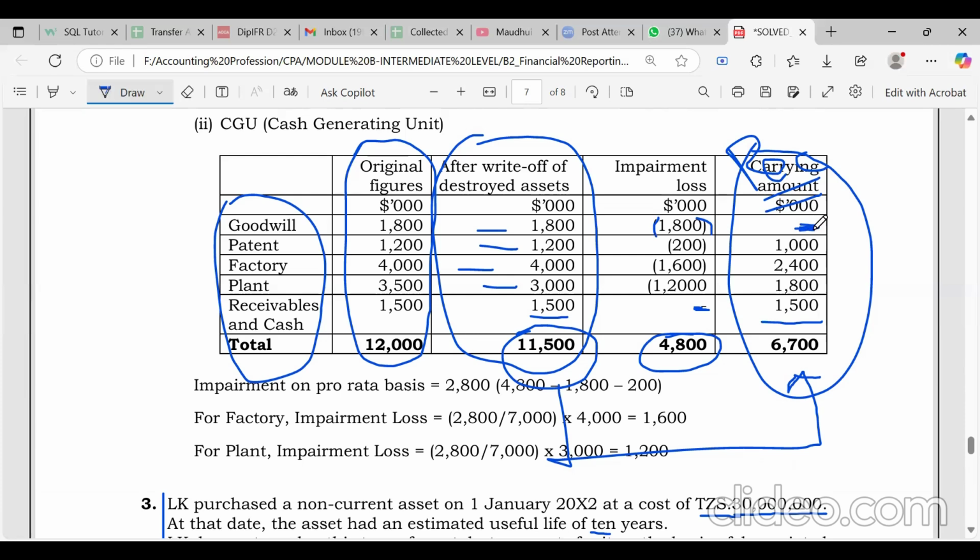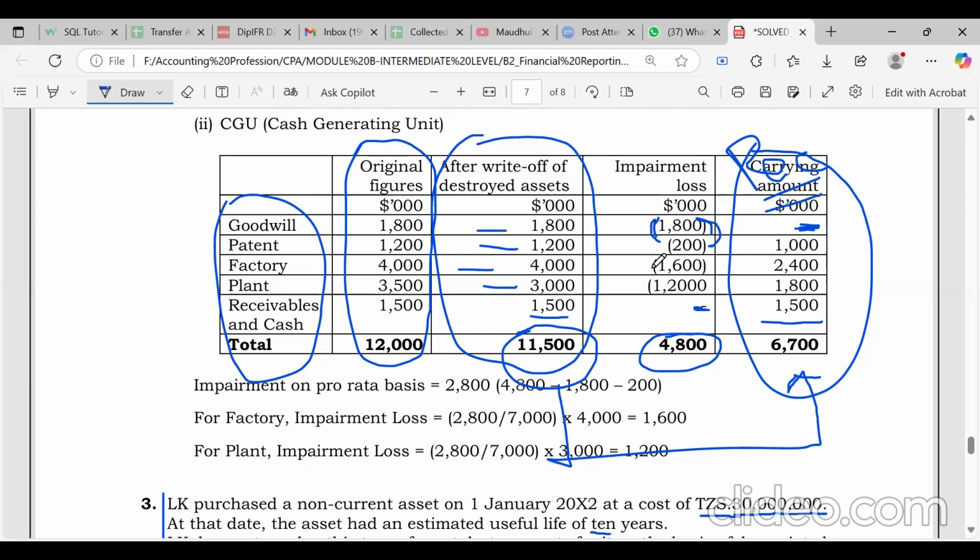Sorry, sir. At the beginning, you said the goodwill cannot be impaired. I told you if you do impair the goodwill, you impair it in full because it is very volatile. I told you that goodwill cannot be reversed. Oh, okay, but it can be impaired. Yes, it can very easily be impaired, right?